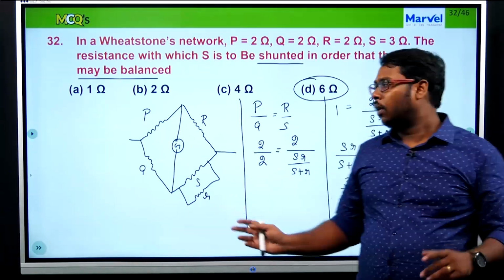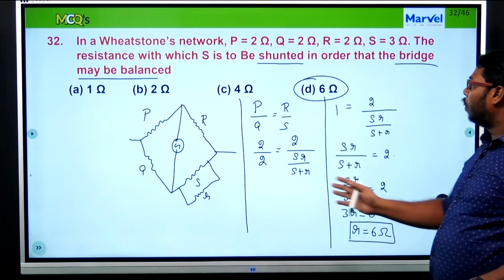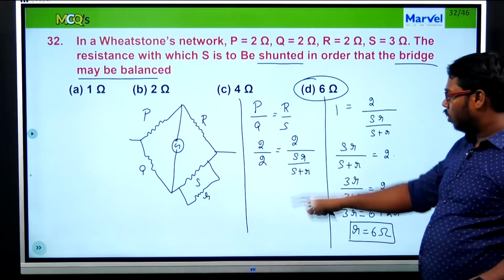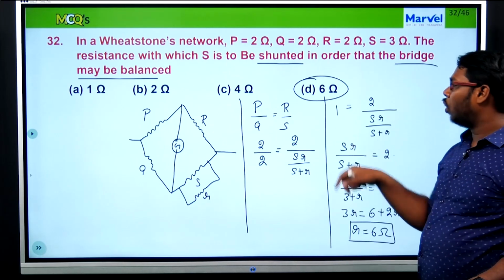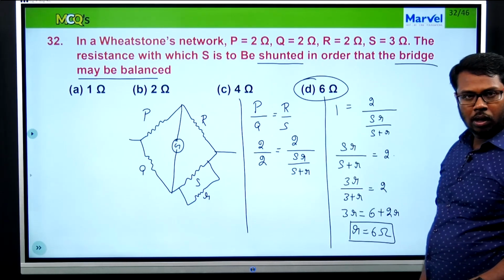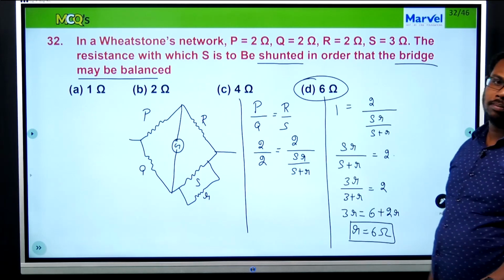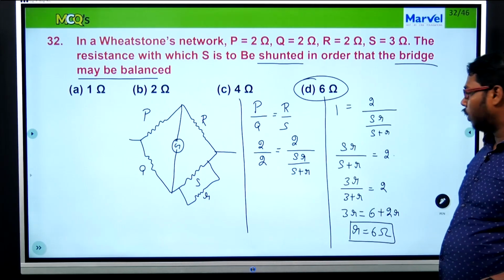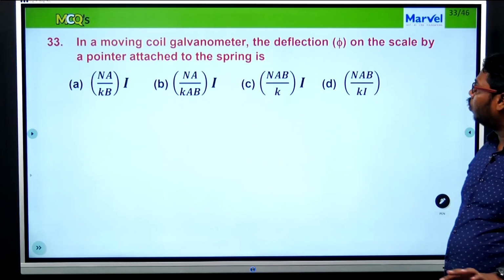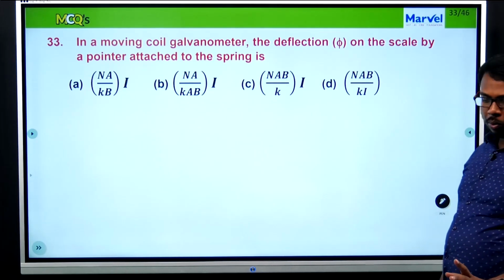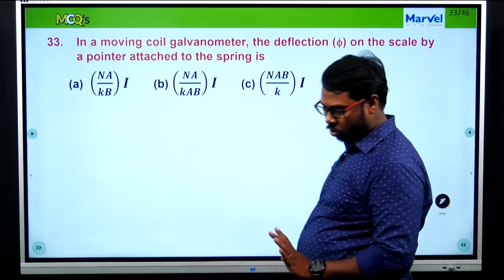See, again it's a very simple question. All you have to do is draw a diagram and understand which are the places that you are going to plug in the resistance and how you are going to shunt them in. Easy as it is. Okay, so now we move to the next question. It's a straightforward one. You don't have to do much with this.